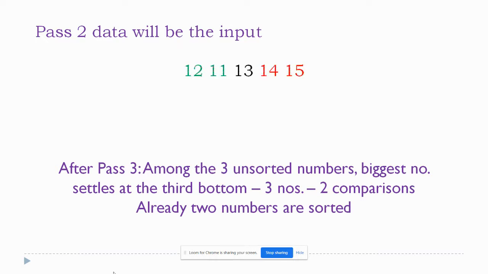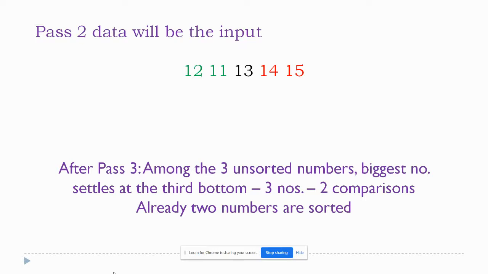Taking the previous output as an input here, now I am not going to touch the last 2 numbers because they are already in sorted order. I have only 3 elements which are unsorted. Now I am trying to compare the first adjacent pair 11 and 12. Sorry, it is 12 and 11.